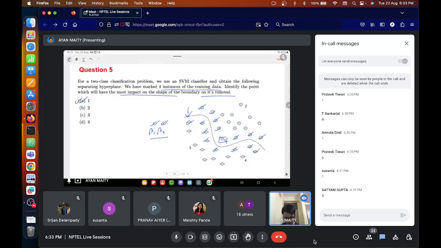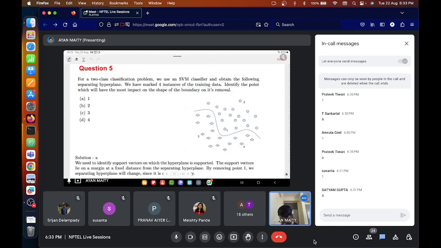But if we remove point 2, 3 or 4, this would have almost negligible effect on the decision boundary, because these points are not support vector points. Beta and beta 0 would not change if we remove 2, 3 or 4. But if we remove point 1, we can see a drastic change in the shape of the decision boundary. So that's why option A is the correct answer.